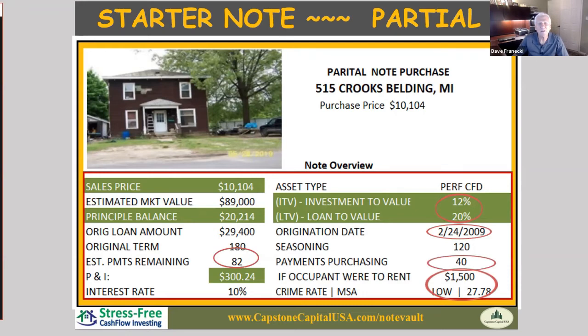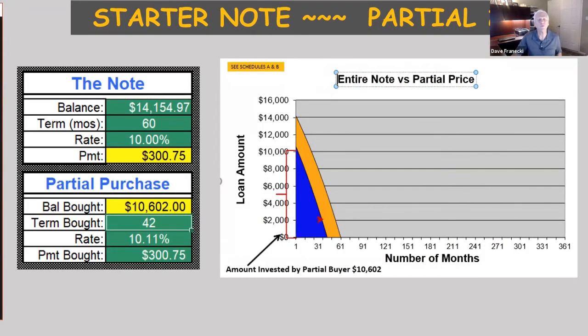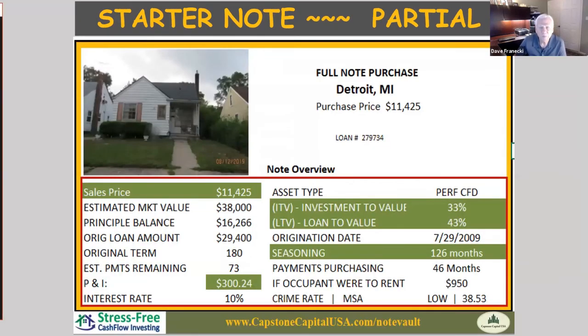Now, if you look at how this looks on paper, again, this way, the note value, the term remaining, the interest rate, all very, very strong, very sufficient. Third note, in Detroit, a lady that lives there is in the medical field. Market value on the house is $38,000. The original loan amount was $29,400.